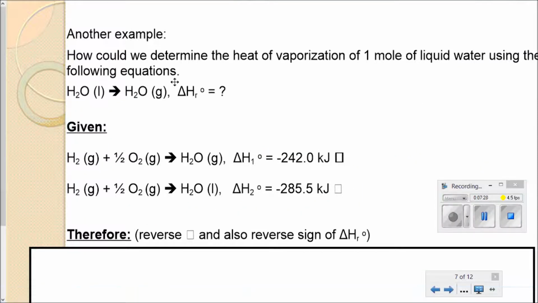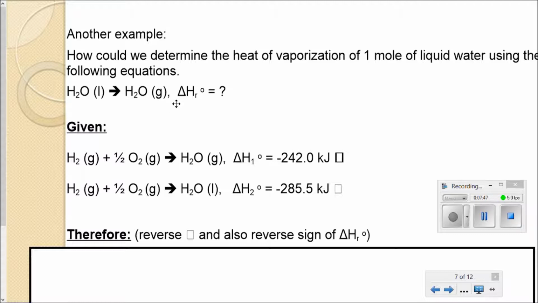Okay, our next example is where we want to determine the enthalpy for this equation here. We don't know what it is. It has a little subscript here. Again, it doesn't mean molar enthalpy. It's just a Hess's Law thing. We have H2O liquid. We want to figure out the amount of energy it requires to turn it to H2O gas.